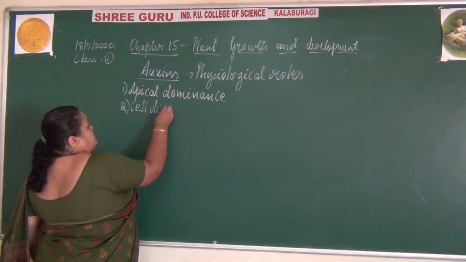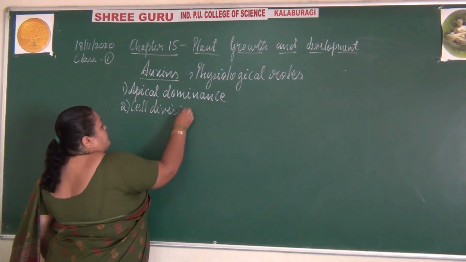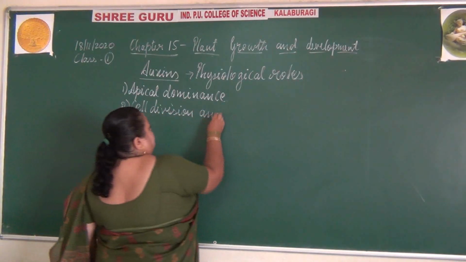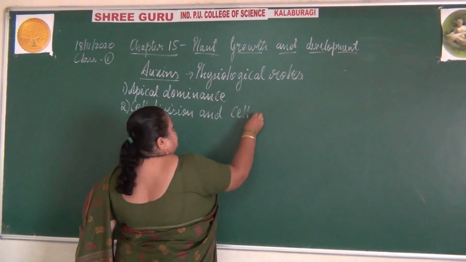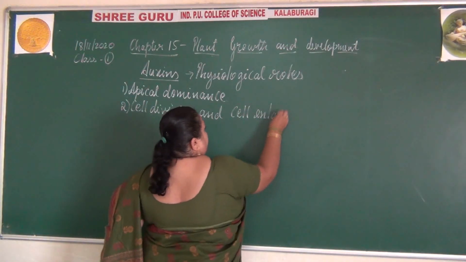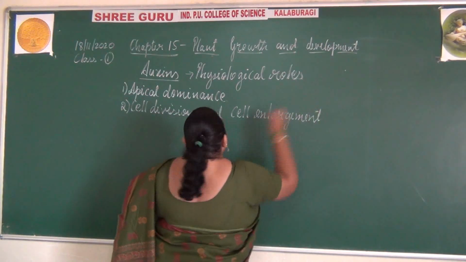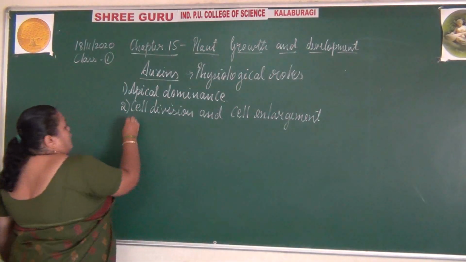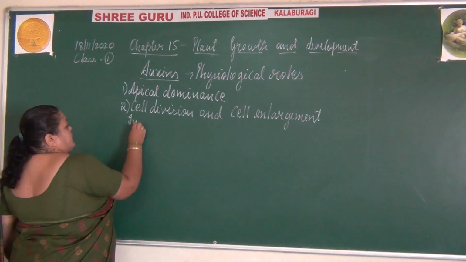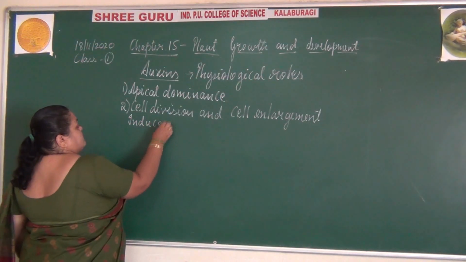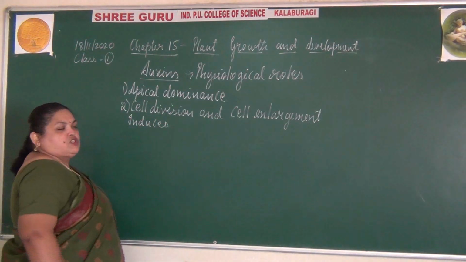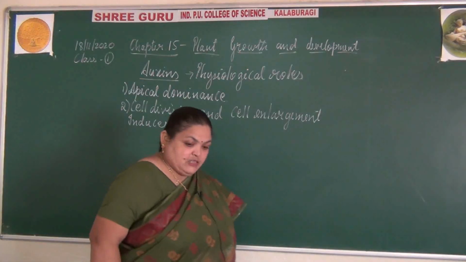Second is cell division and cell enlargement. So here the auxins induce cell division and cell enlargement.